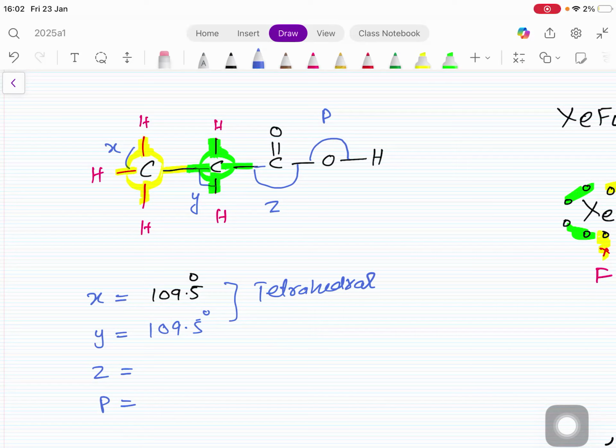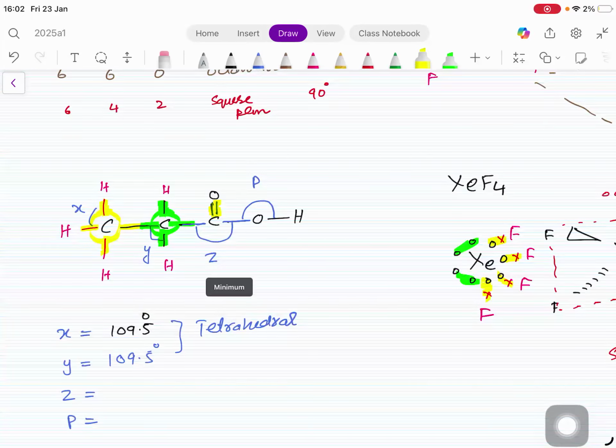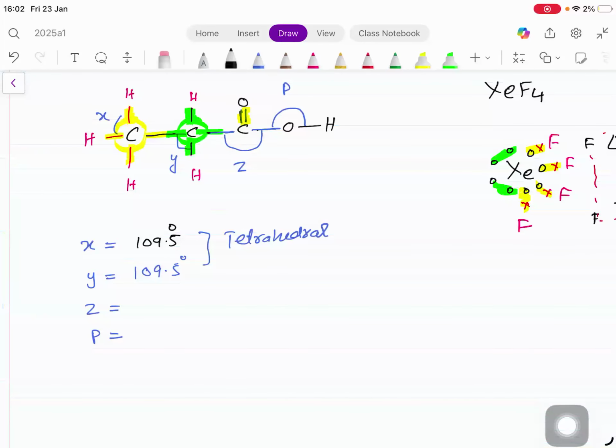Why 120? It looks like 180. We don't see how it looks. We see there is one bond pair around this carbon, one bond pair, and a double bond is also considered as one bond pair. Carbon doesn't have any lone pair. So there are three bond pairs around the carbon, which makes 120, 120, and the shape is trigonal planar.